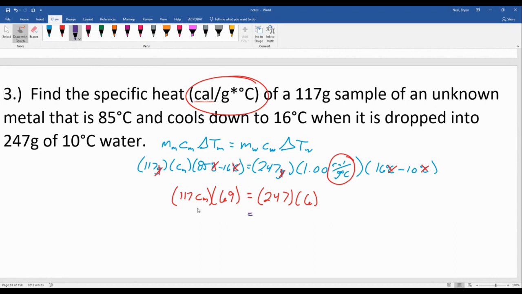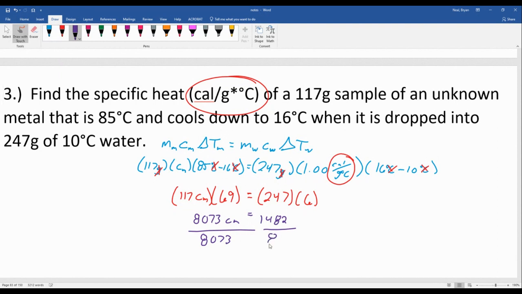So on the left-hand side, 117 times 69 is apparently 8073, and that's times the specific heat that we're still looking for. And on the other side, 247 times 6 will give us 1482. And finally, to solve for C, we want to divide by 8073.